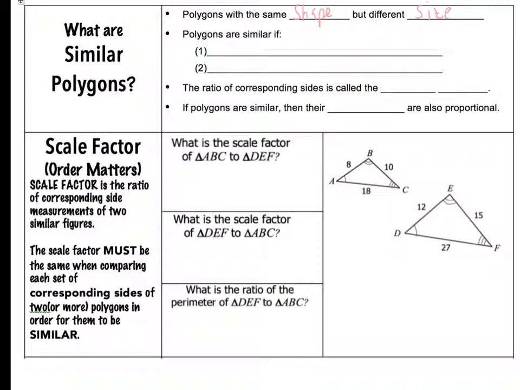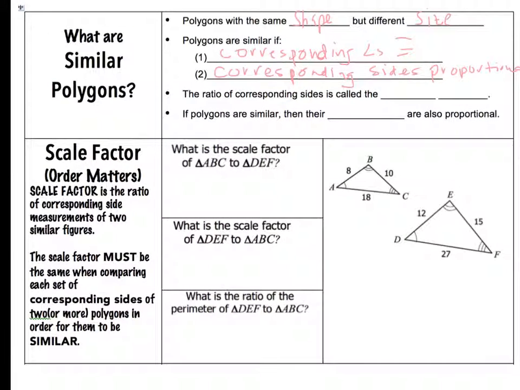In order for two polygons to be similar, they need to have corresponding angles that are congruent and corresponding sides that are proportional. The ratio of corresponding sides is called the scale factor. In addition to having a scale factor, if polygons are similar, then their perimeters are also proportional.